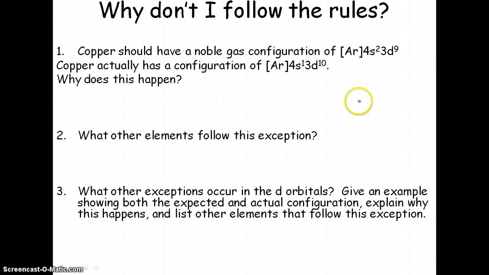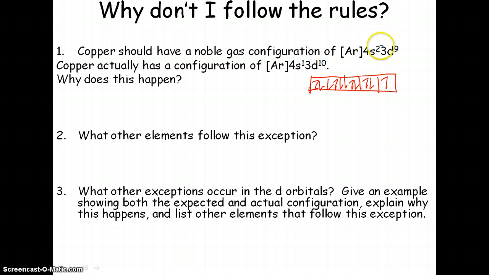Copper, we think, would have the electron configuration 4s2, 3d9, but actually it has 4s1, 3d10. Why does this happen? Well, it has to do with that d sublevel. That d level has 5 orbitals in it, and when you have 9 electrons, they fill it like so. So you have one empty space.